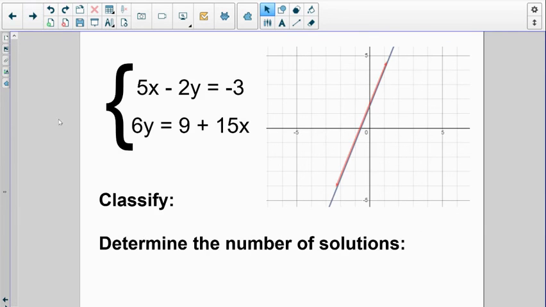Finally, we have our third example. Here's our system of equations, and here's our graph. You notice that we have a bluish line underneath and the red line right on the same spot. Overlapping lines. So please classify this system by making the correct selection in Edpuzzle. And finally, you may determine the number of solutions. Make your selection in Edpuzzle.